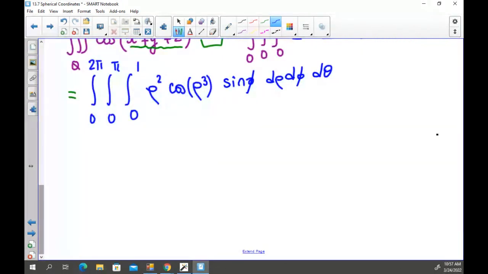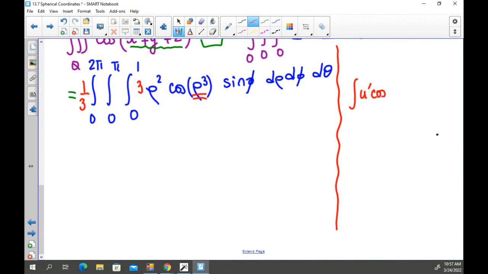Now, notice that if you differentiate this, what do you get? Three rho squared, like that. So I will introduce 3 here, and I put 1 over 3. Because there is a rule in calculus 1, you would have seen that perhaps, that if you want to integrate u dash cosine u, then it is sine u plus a constant.